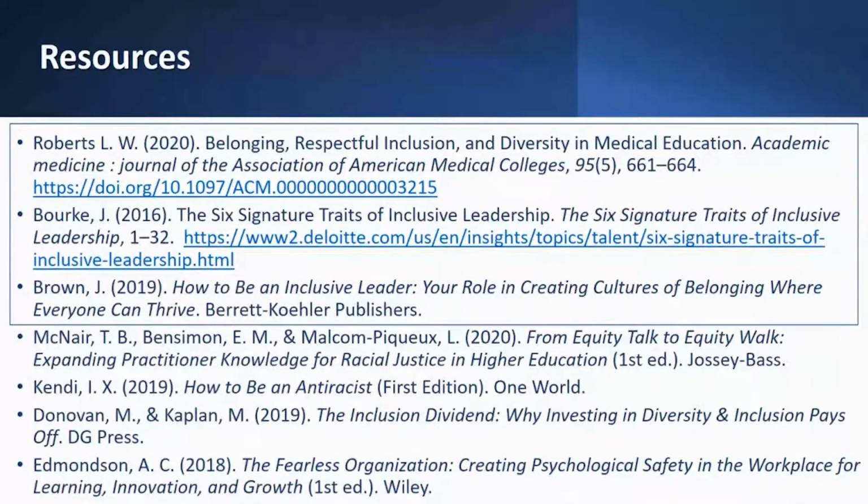And then also the work by Donovan and Kaplan. I think it's a wonderful resource that gets at what's inclusion and why it matters. It's really mostly based on the business literature, but I think it's applicable to us in academic medicine as well. And then the last resource there by Edmondson covers innovation and how it can grow when people feel safe, right? And when they feel they can contribute and speak up. So she talks about that psychological safety that is necessary for us to do the best work.